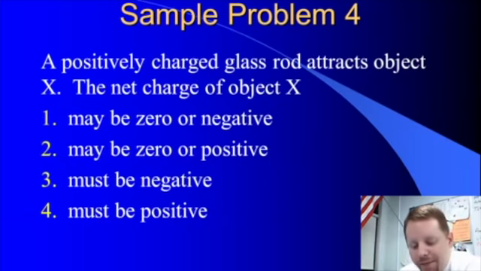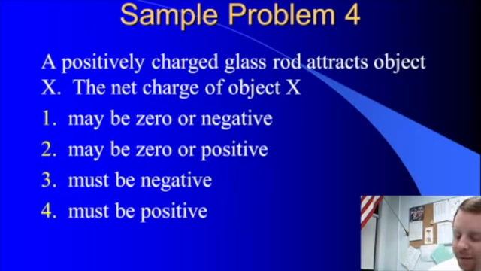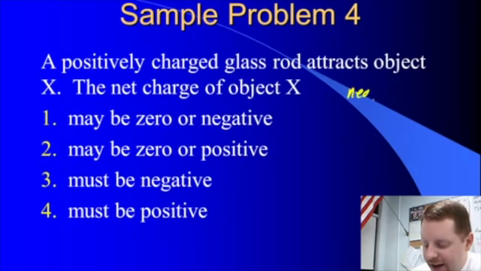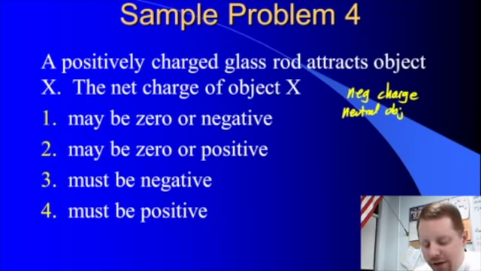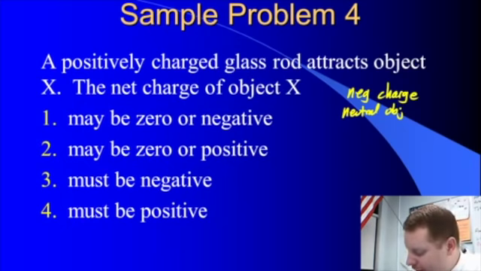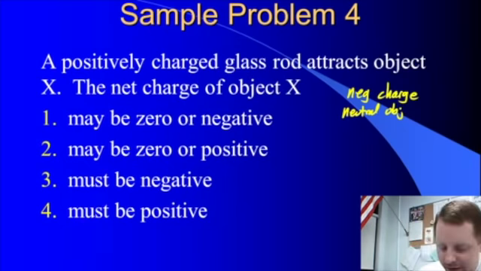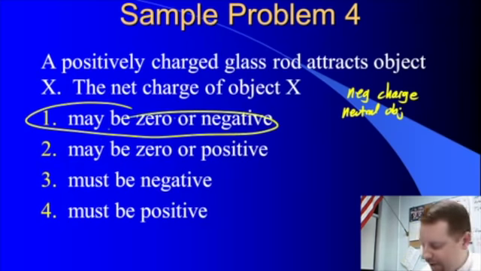Sample problem number 4. A positively charged glass rod attracts object X. The net charge of object X may be 0 or negative, 0 or positive, must be negative, must be positive. Well, if we have a positively charged glass rod, remember a positive charge can attract a negative charge, or it can attract a neutral object. So the net charge of object X, which is attracted to that positively charged glass rod, can be either 0 or negative.